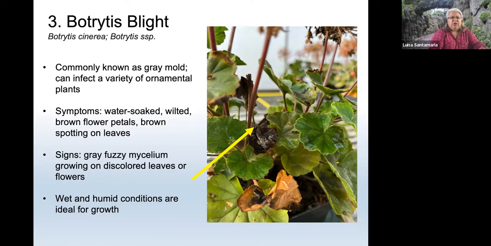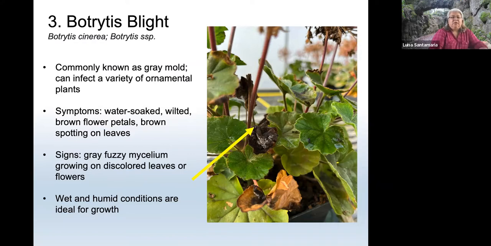They produce water-soaked lesions, and at the end the plants will lose the leaves and be weakened anyway. And the most important thing with this pathogen, which is kind of an opportunistic pathogen, is that it could damage the salable quality of the plants, right? They can also attack the flowers, and then it will be hard to sell those kinds of plants.